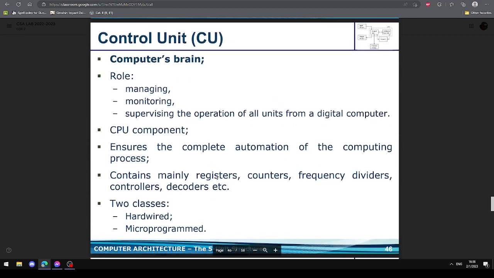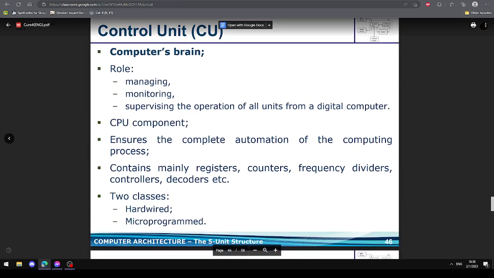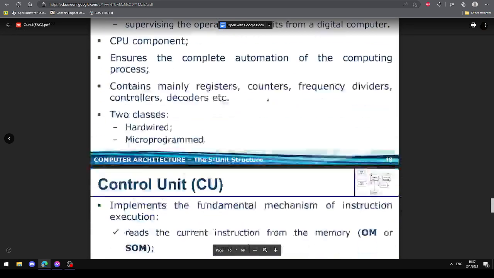Control unit, CU. It is the computer's brain, its role is managing, monitoring, supervising the operation of all units of a digital computer. The CPU component ensures the complete automation of the computing process. Contains mainly registers, counters, frequency dividers, controllers, decoders, etc. Two classes: hardwired and microprogrammed.